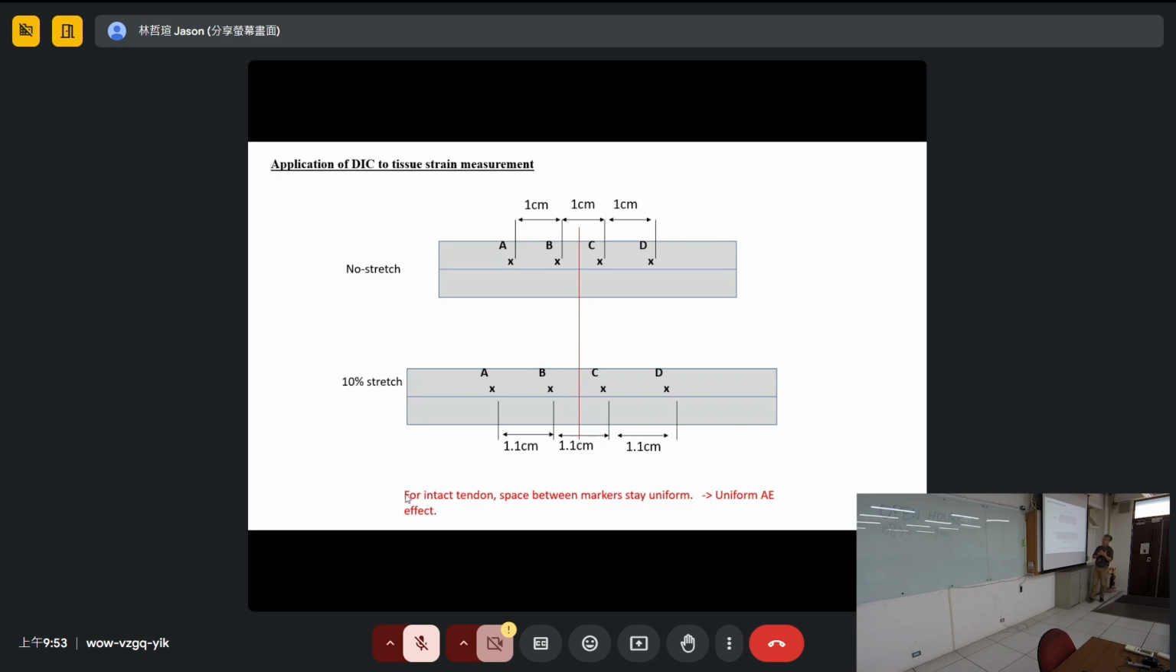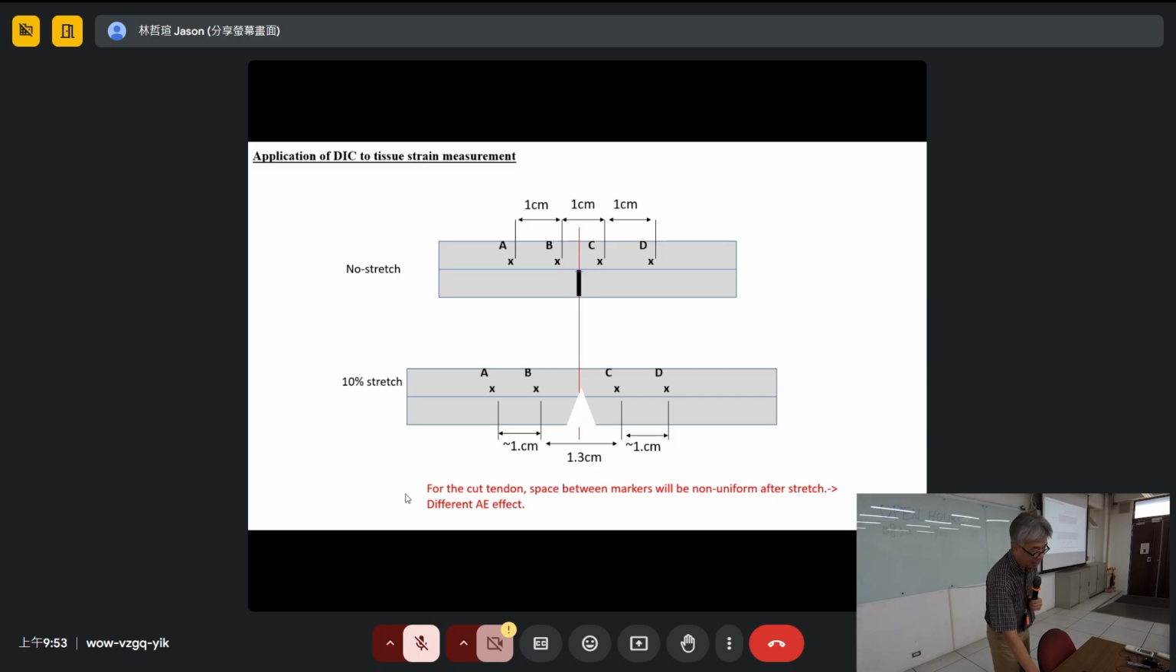Good? Okay, so this example is saying if you have an intact, non-damaged tendon or rubber, if you do this video capturing, put the markers, track them, calculate the spacing, after the stretch, the spacing is exactly the same. Good?